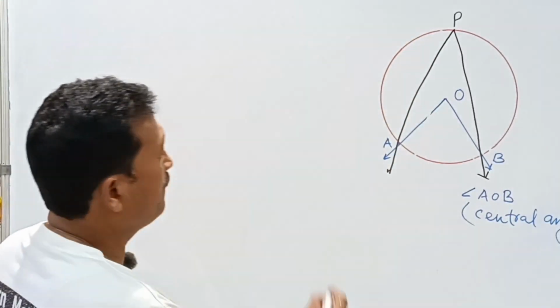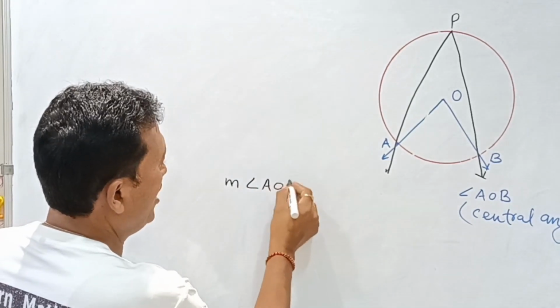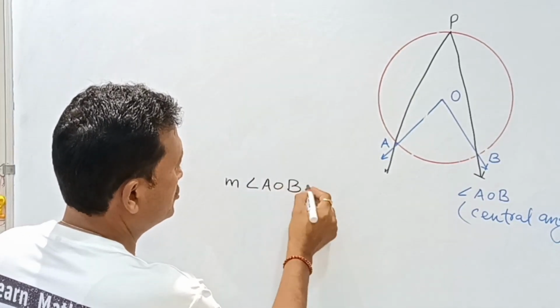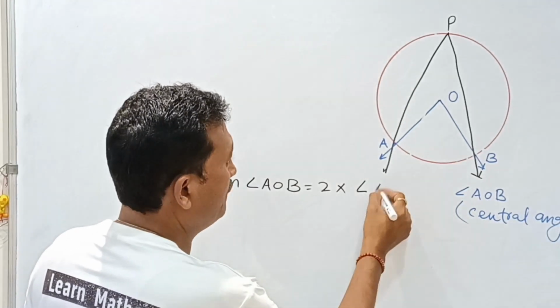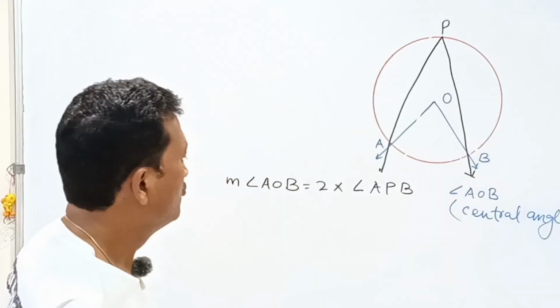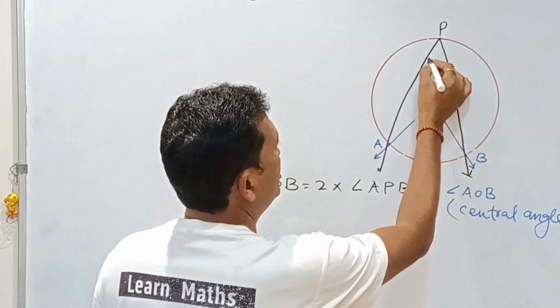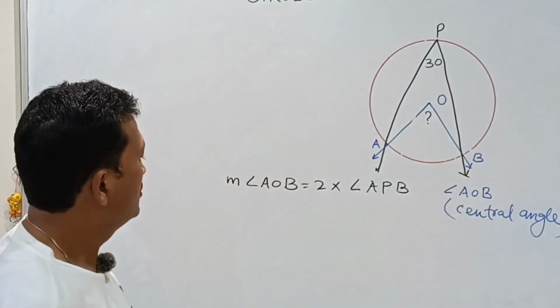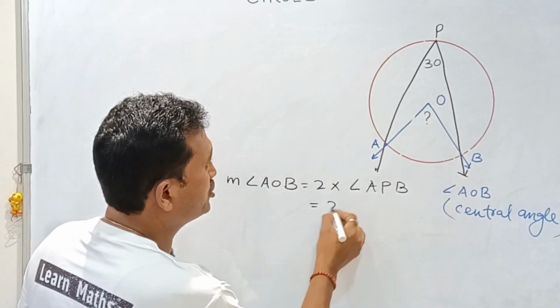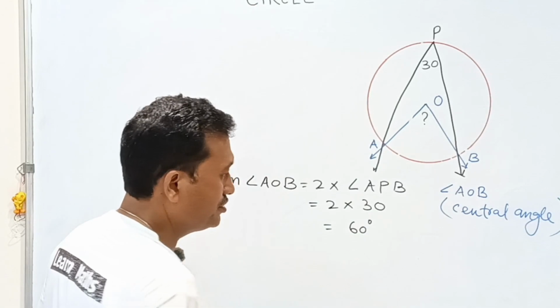The measure of angle AOB, the measure of central angle, is 2 times of angle on the circumference. For example, suppose this angle is 30 degree, then what will be the measure of this angle? So angle AOB will be 2 into 30, that is 60 degree.